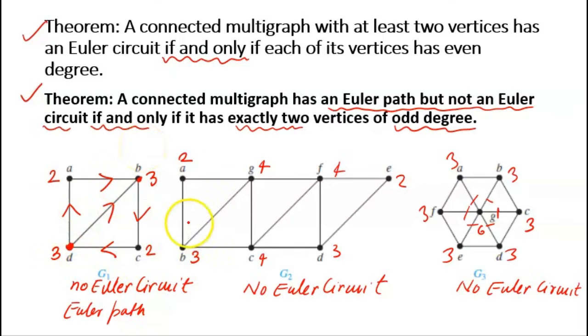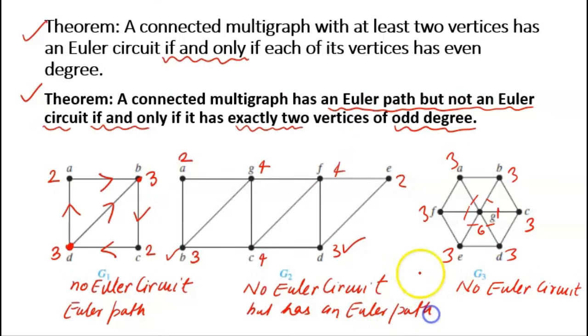Now if you look at this graph here, ladies and gentlemen, here also you can see that you have exactly two vertices, that is D and B, of odd degree. So this has no Euler circuit but has an Euler path, and to find an Euler path we can either start at D or start at B, because these two points will be the end points.